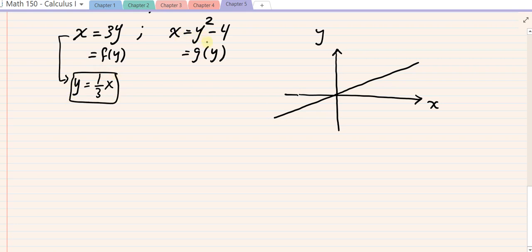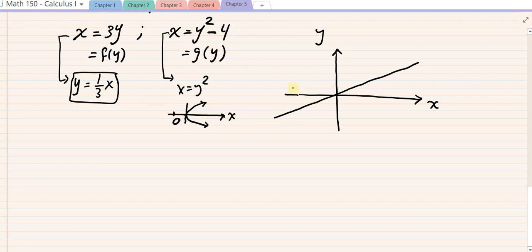Now x equals y squared minus 4. This one is going to be a parabola, but this is going to be a sideways parabola. Remember, x equals y squared. These parabolas open to the right, correct? Like that. So this is x equals y squared. Now y squared minus 4 will cause this to shift to the left 4 units, and you redraw it.